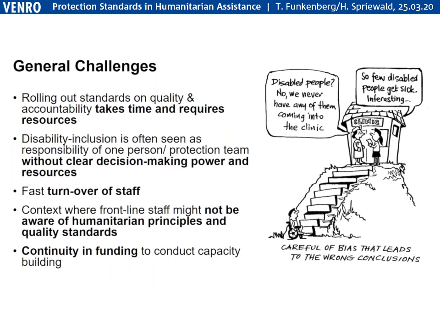It is very important that disability inclusion is not only seen as the responsibility of one person or the responsibility of only the protection team, who a lot of times don't have clear decision-making power and resources, but that it's seen as a cross-cutting topic for the whole organization, for everyone. One of the big challenges we see is the fast turnover of staff, which probably everyone knows when it comes to capacity building. This is a big challenge.